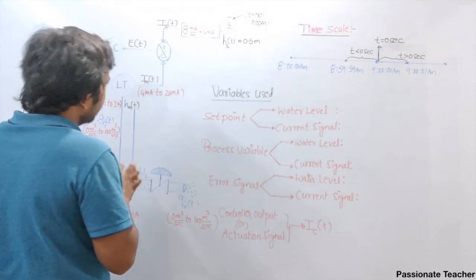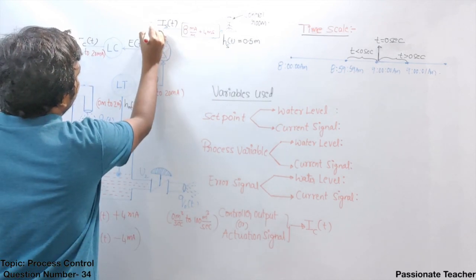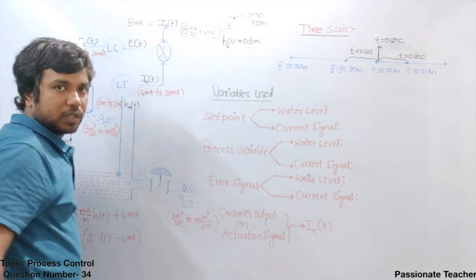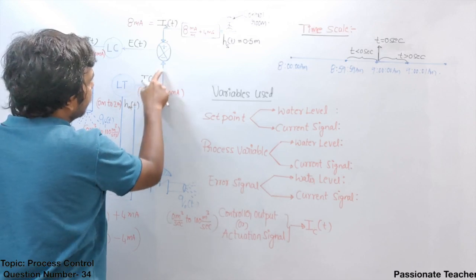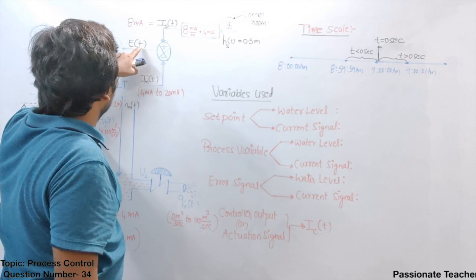So how much will it be? If you put in 0.5 meter, you will understand the required set point in this case is equal to 8 milliampere. Clear? So that value will come here and the measurement value will come from here. Both will be subtracted and given as the error E of t here.